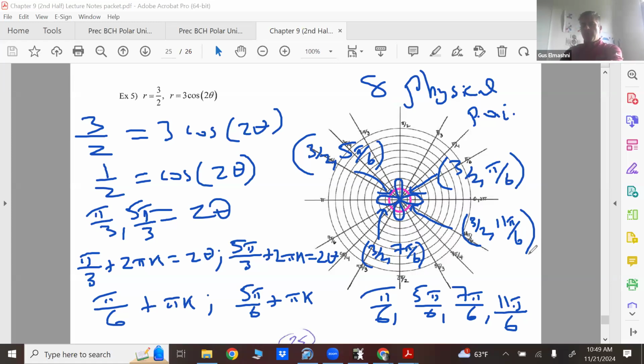So if you plug in 2 pi over 3, or let's just say you plug in pi over 3, you get cosine of 2 pi over 3, which is negative half. You get r equals negative 3 halves, which does send us back. Yeah, that's the reason why you want to get these negative values. If I put in 2 pi over 3, that's cosine of 5 pi over 3, which is negative 3.